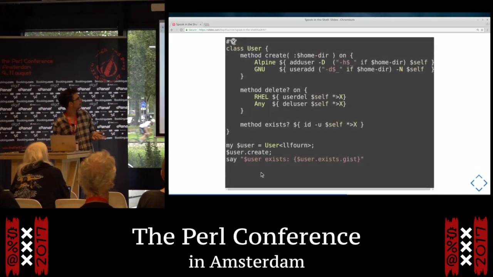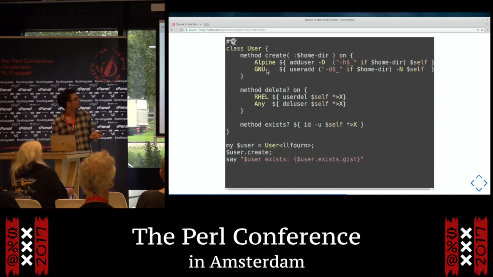So this is how you declare a class, and the first thing to notice is that you have different definitions for different operating systems. So Alpine, this is how you do it, add a user. On GNU, on any GNU, which means Debian, Red Hat, you can be as specific as you need to be. But GNU systems, you can do it like that. Deleting: Red Hat is a special snowflake, and anything else you can just delete it like that. Other things: these have named parameters.